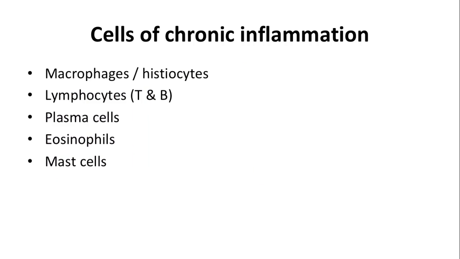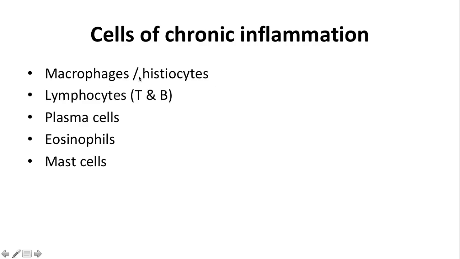So what are the cells that are involved in chronic inflammation? Cells that are involved in chronic inflammation are different to the ones in acute inflammation. In acute inflammation, you see neutrophils. In chronic inflammation, you often see mononuclear cells. So macrophages, histiocytes, lymphocytes, which may be T lymphocytes or B lymphocytes, plasma cells, or you can see eosinophils and mast cells. The top three are probably the most important ones.